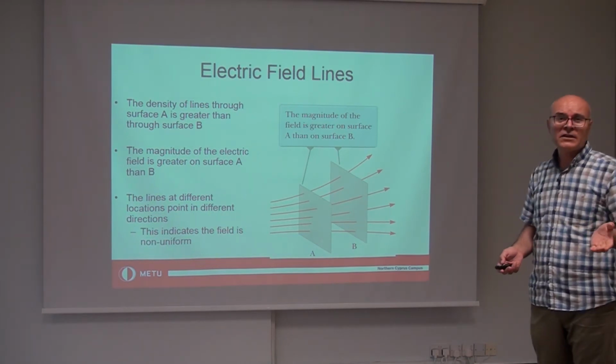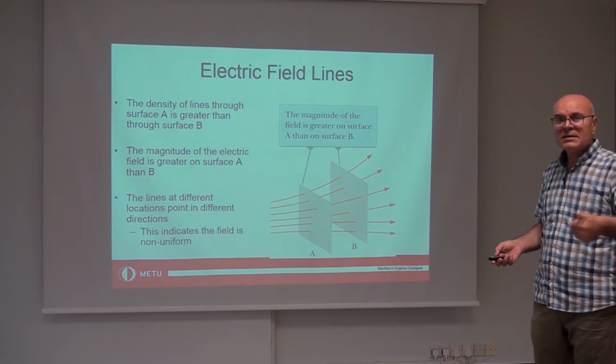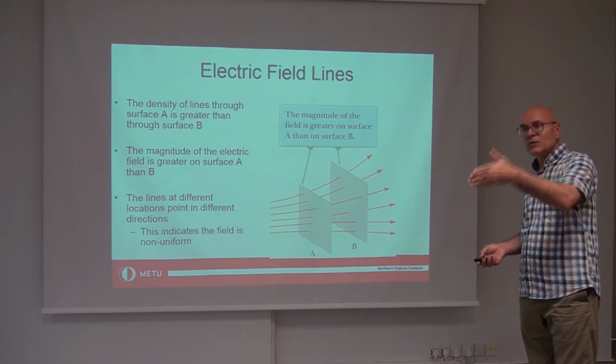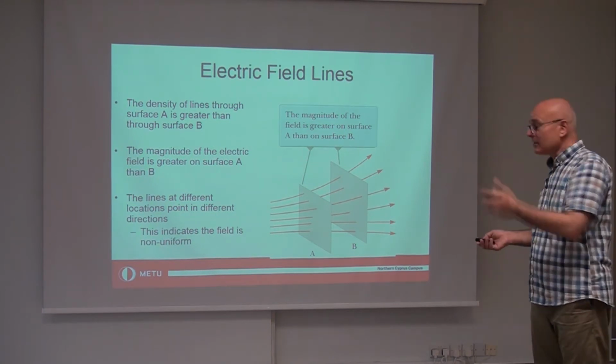For a uniform electric field, the field must be constant in magnitude and must point all the time in the same direction, which is not the case here.